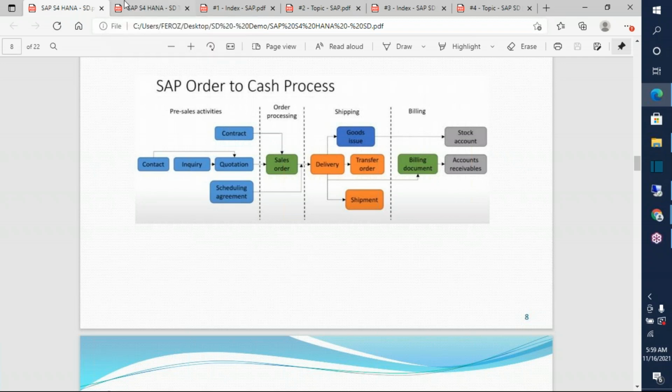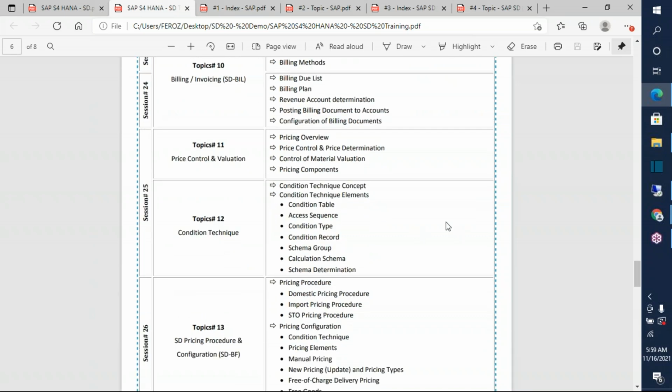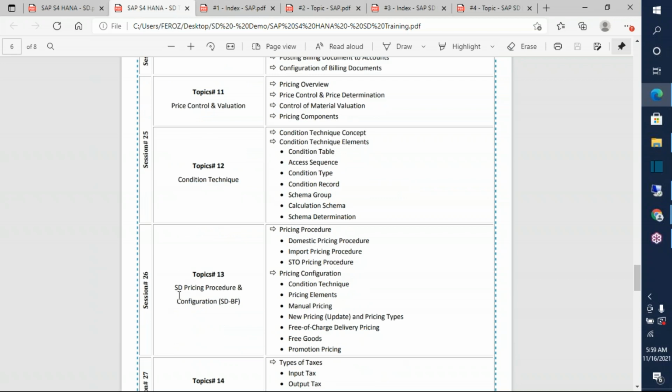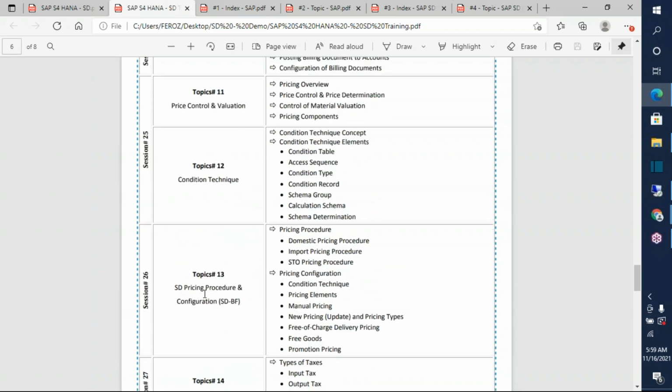Okay, and besides this, there are some other functionalities which are an important part of sales and distribution, like price control and valuation, right? For example, SD pricing procedure and configuration. So how to control pricing in sales and distribution, right? That we will be discussing under the topic SD pricing procedure and configuration. In order to understand this particular functionality, we will discuss price control and valuation.